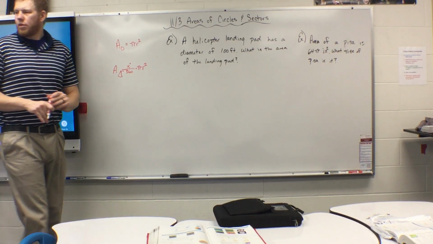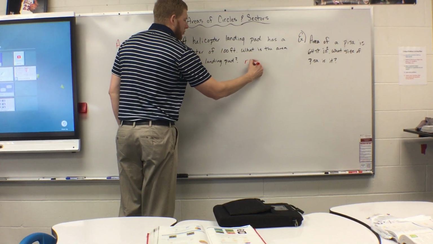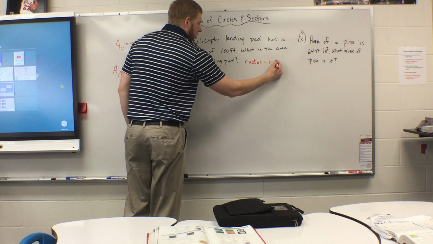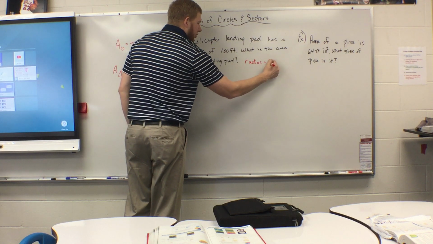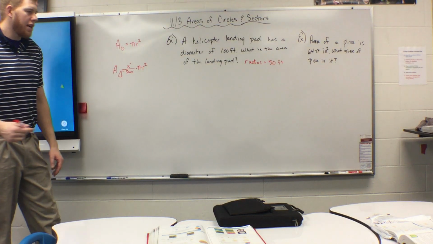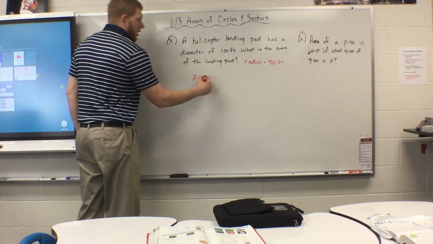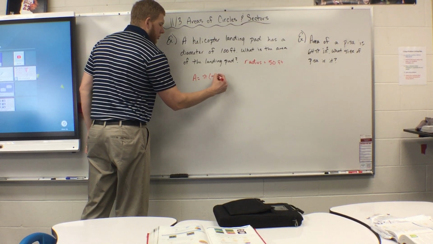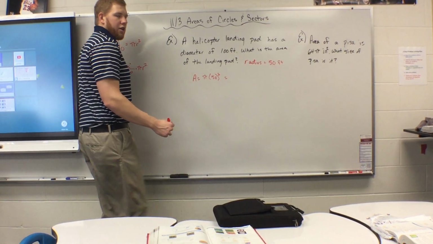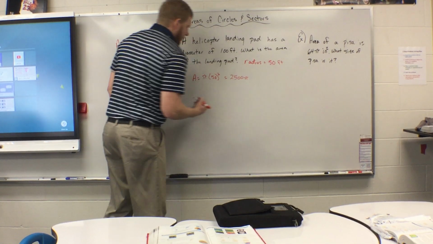Well, the radius is 50 feet. Since our diameter is 100, our radius is 50. Now I can't talk and write at the same time. So our radius is 50 feet, so to find the area, area equals pi times 50 squared. So 50 squared, anybody know that in their head? Nope. Which is 2,500, I think.